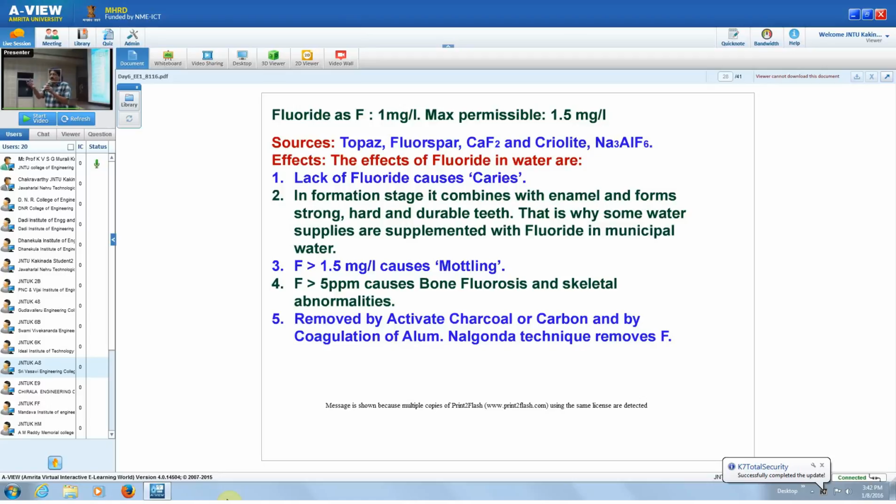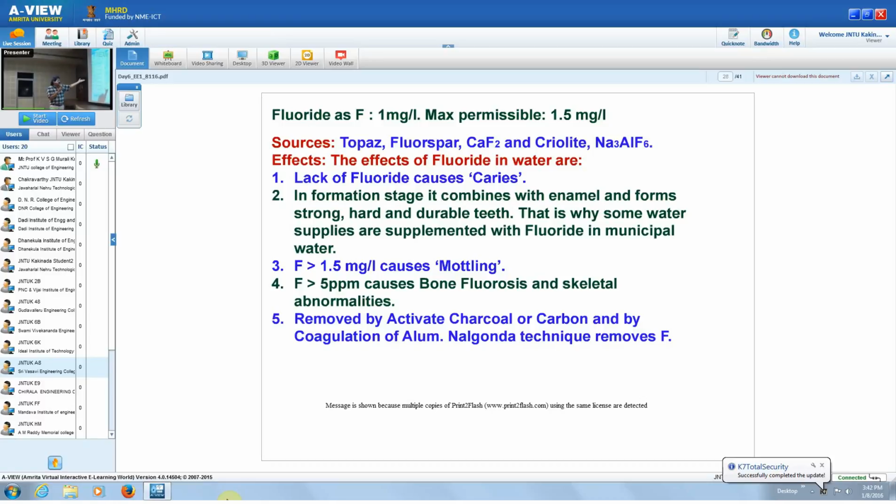Bone becomes very brittle, just like what is a chalk piece? A chalk piece is calcium only. How brittle it is? Exactly the same way the bone becomes. And that is why you will find people suffering from excess fluoride, you will find skeletal disabilities, abnormalities, and even bone fluorosis. This is called that. Maybe somebody is referring to a dictionary, something else is given.